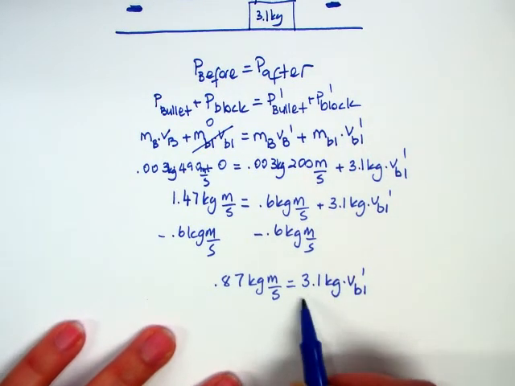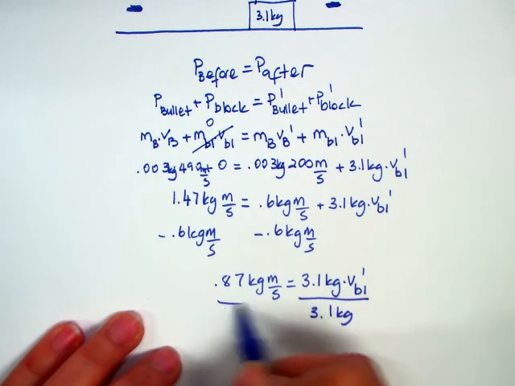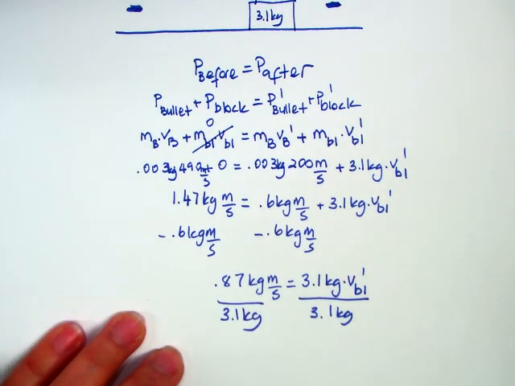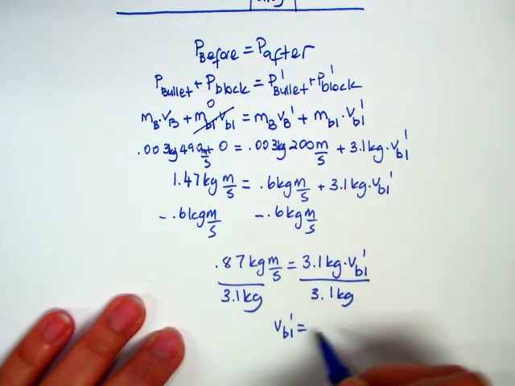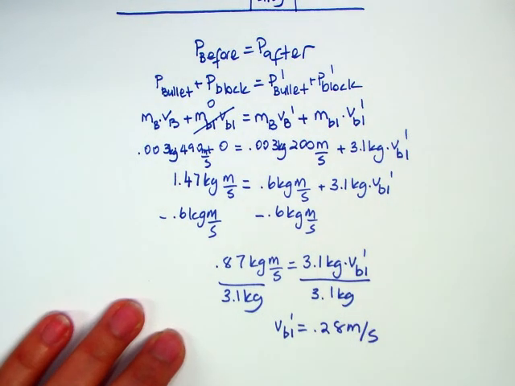the collision. So I'm going to divide both sides by 3.1 kilogram, and this will give you the velocity of the block prime, as I call it because it is final, 28.28 meters per second.